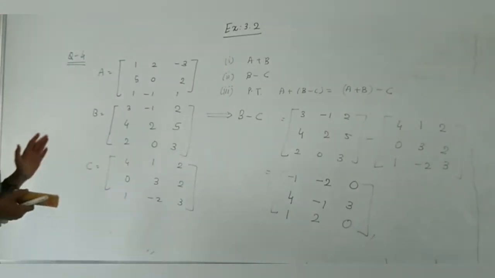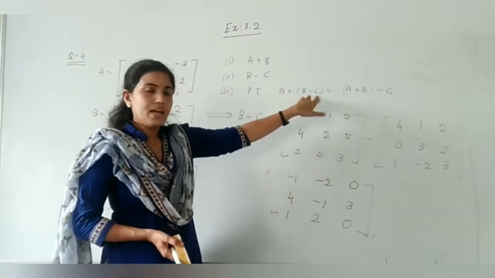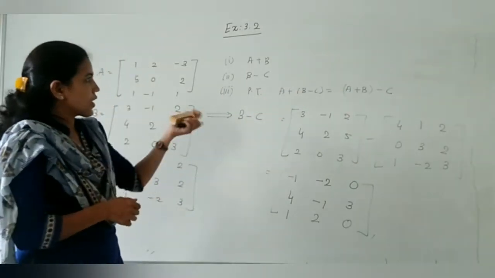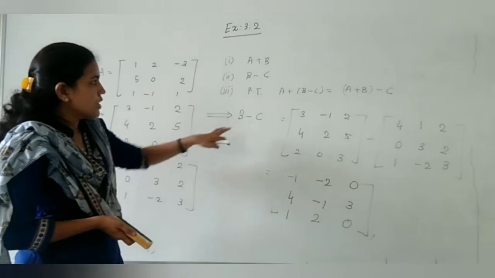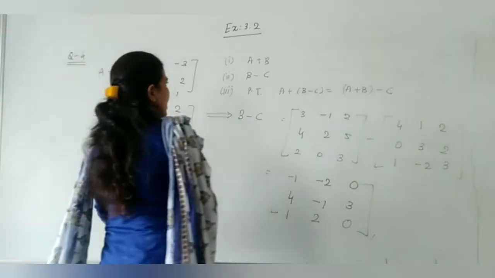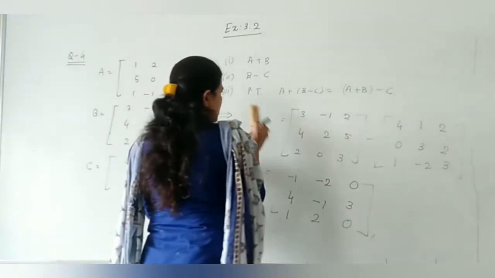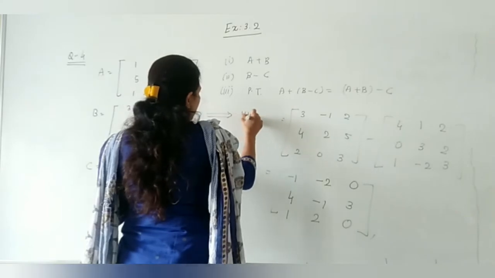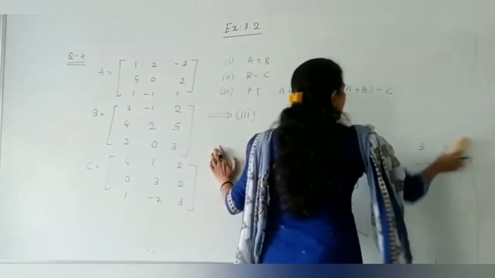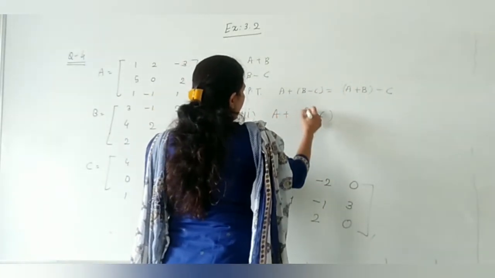Okay, now third, we have to prove A plus B minus C and A plus B minus C is equal. So students, you can see directly what we have to do. LHS and RHS. So let me start with it. Now our LHS for the third part. You just note down this, students. We have to verify that A plus B minus C.